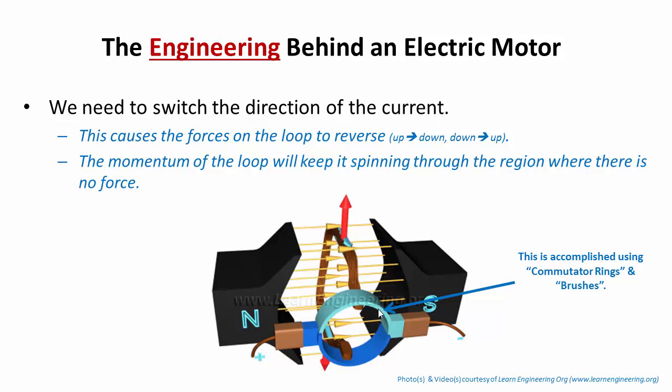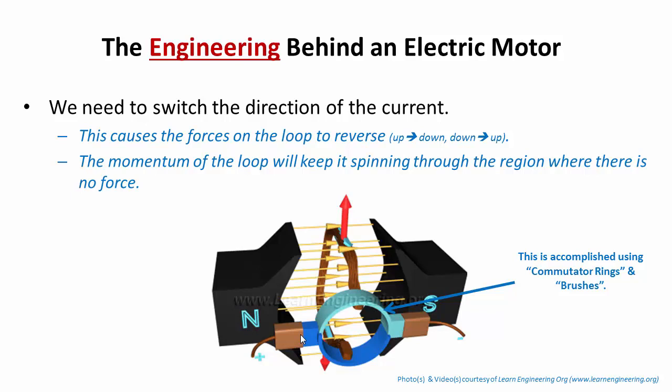So if we can continually switch back and forth the direction of the current in this wire when it gets in this position versus this position, then we can get this thing spinning. So you would do that with a commutator ring. And a commutator ring is a way to use the battery and not move the battery.